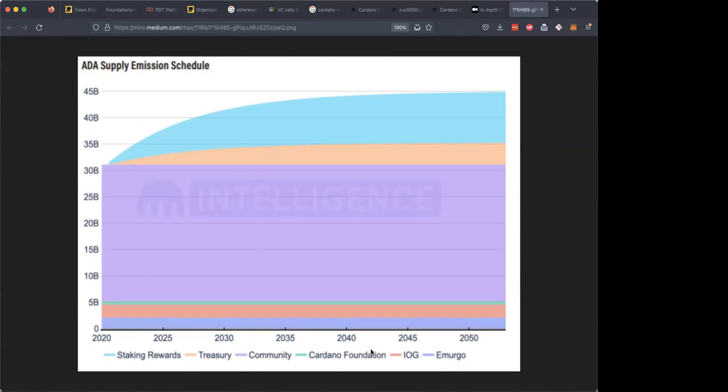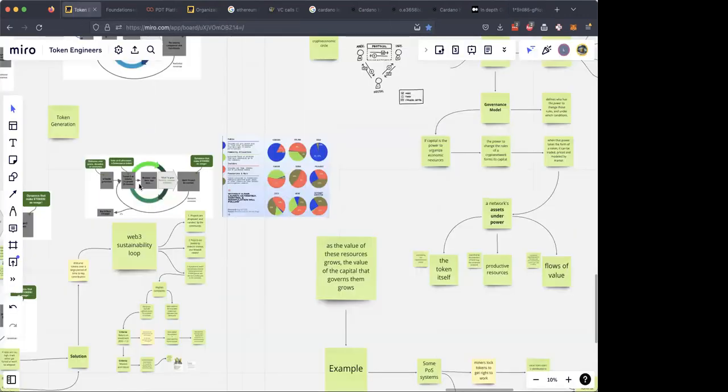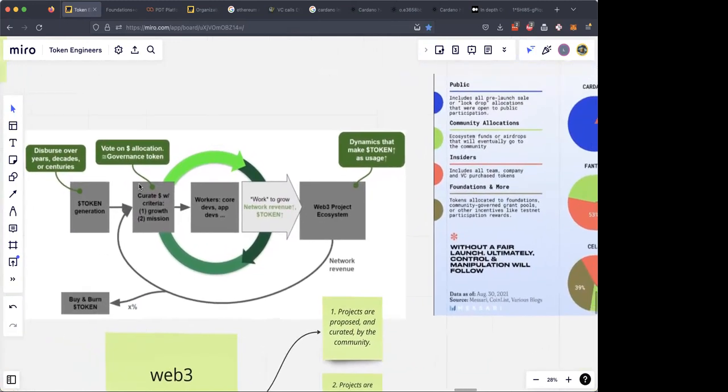So IO, Emurgo, and CF got their funds at the beginning, and they're not getting any more network revenue. I'm really curious to find the beginning of this chart, so I'm going to need to research that a bit.